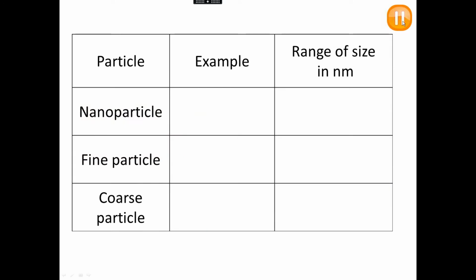So here we go, pause the video, and so you don't have to write this down. It will be part of the writing task later. So this is about trying to fix it in your memory by repeating it to yourself. Can you think of one example of each type, and what were the sizes in nanometers? Pause it now.